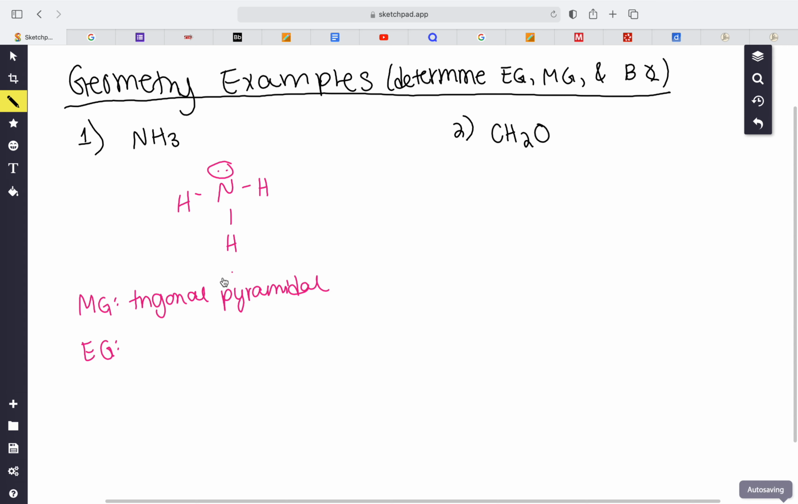Awesome. So now let's look at the electron geometry. So let's treat this as if it's an atom. What does that look like? That looks like tetrahedral to me because there's 3 atoms attached. So we're going to say tetrahedral. Now let's determine the bond angle.